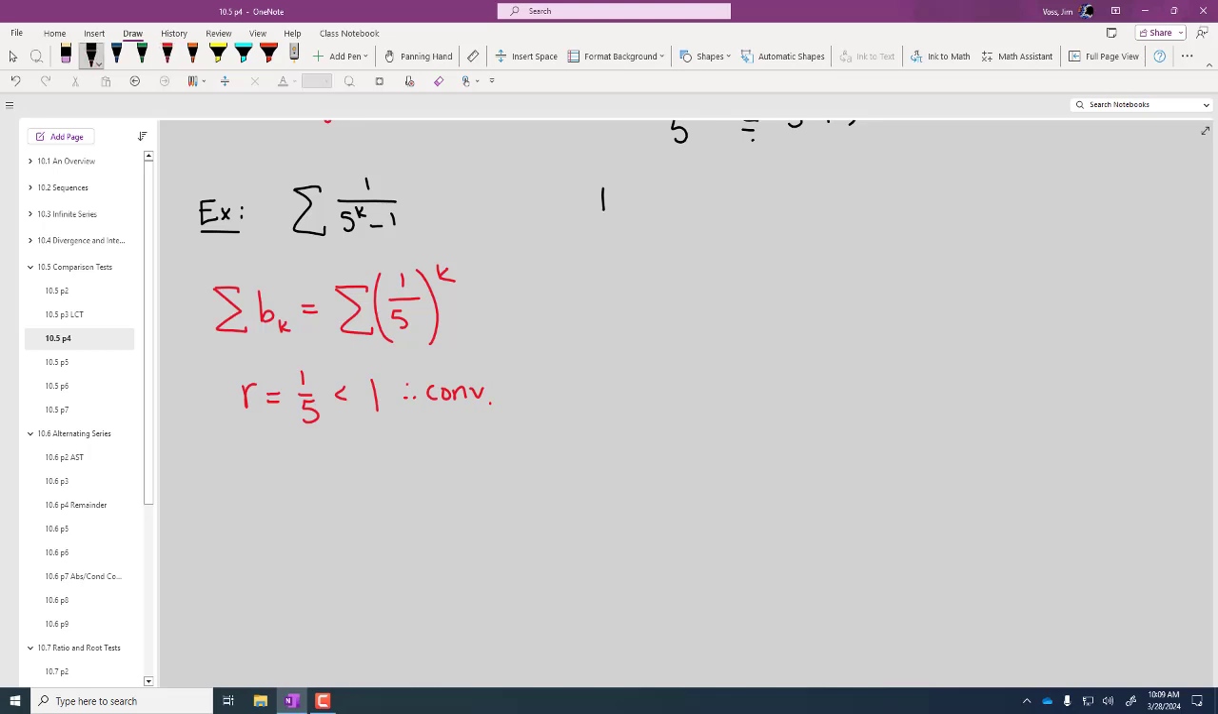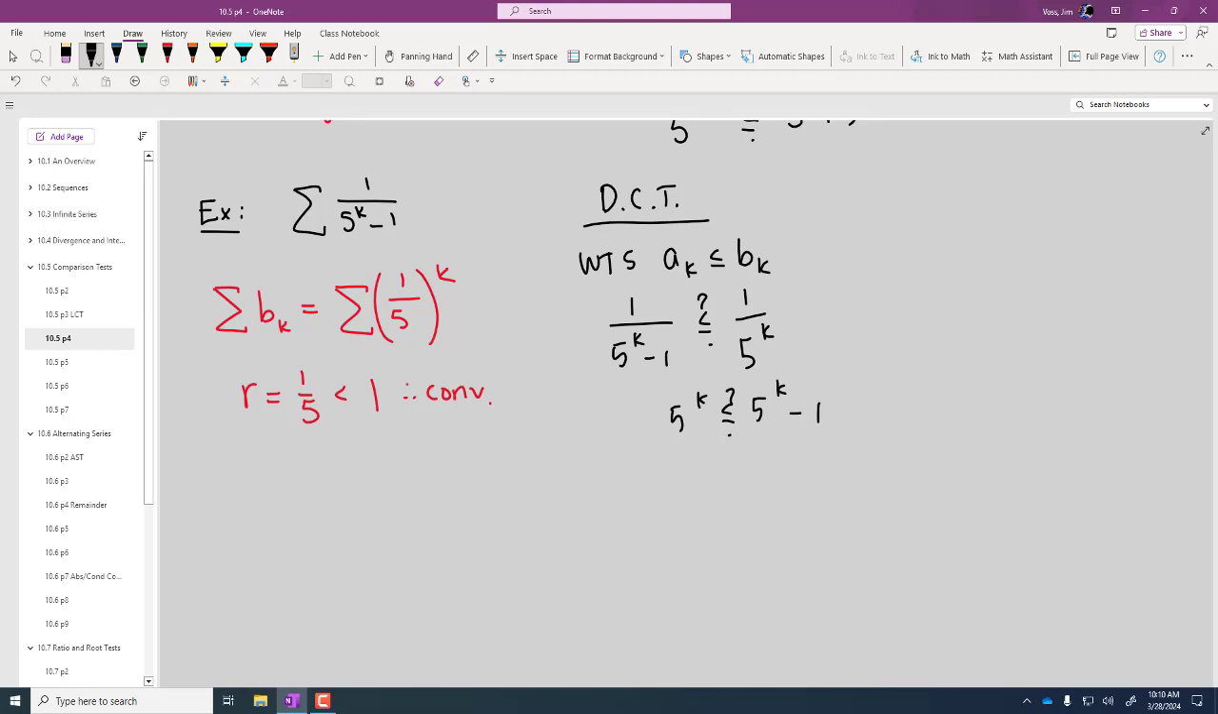And of course, with the direct comparison, we're not going to be able to show that this is going to hold. For the direct comparison, we would want to show that a sub k is smaller than b sub k. We're not going to be able to do it. So we'll just write out the math. So 0 less than or equal to -1, false. So if we end up with false for the direct comparison test, then we go to the limit comparison test.